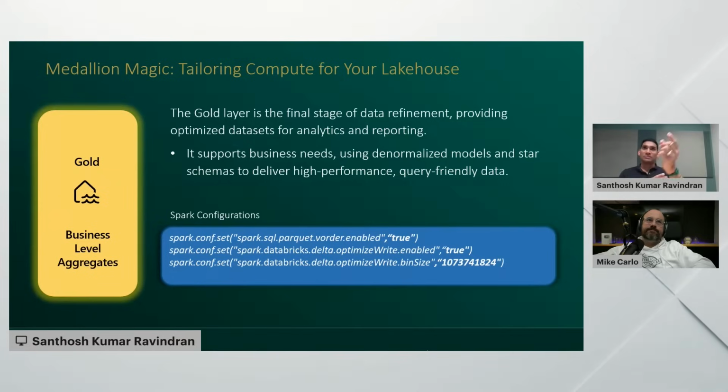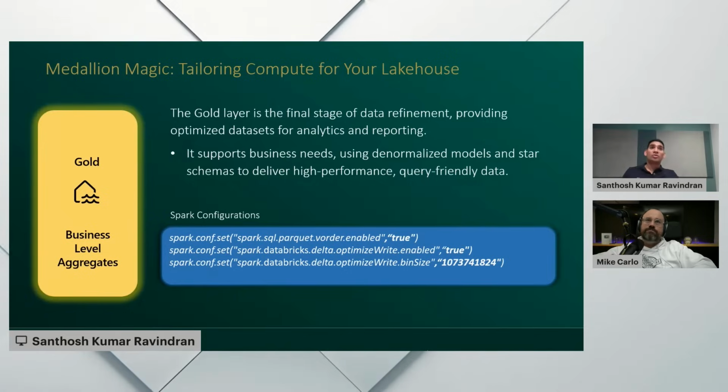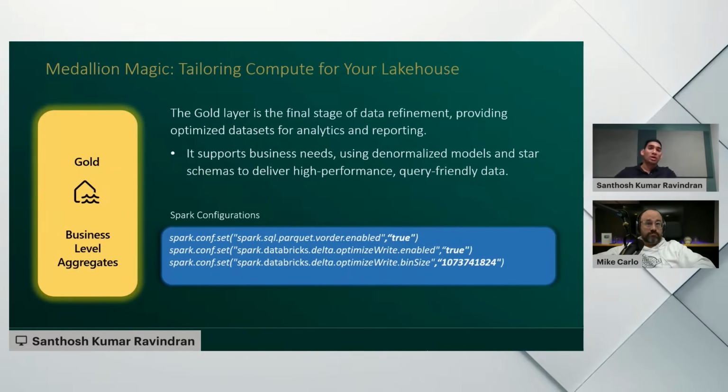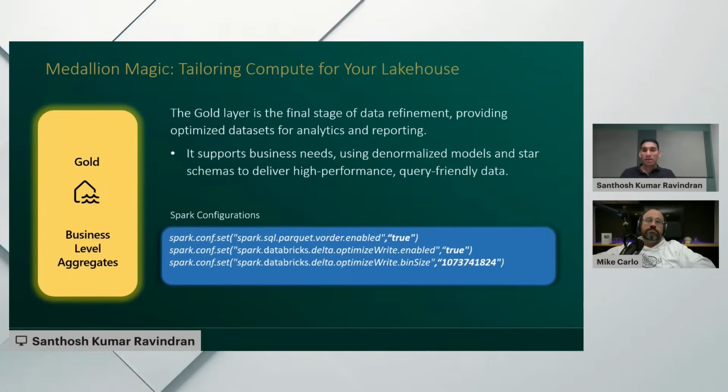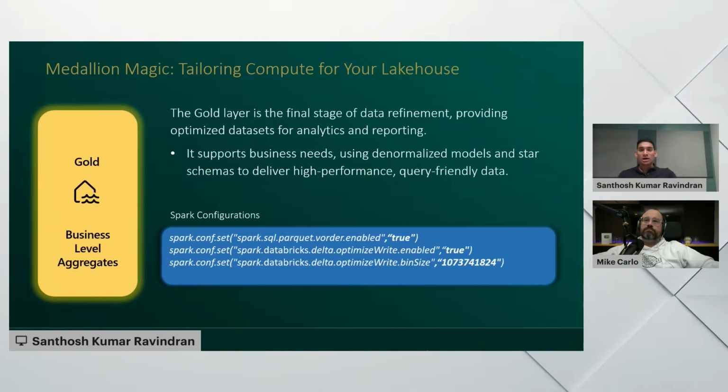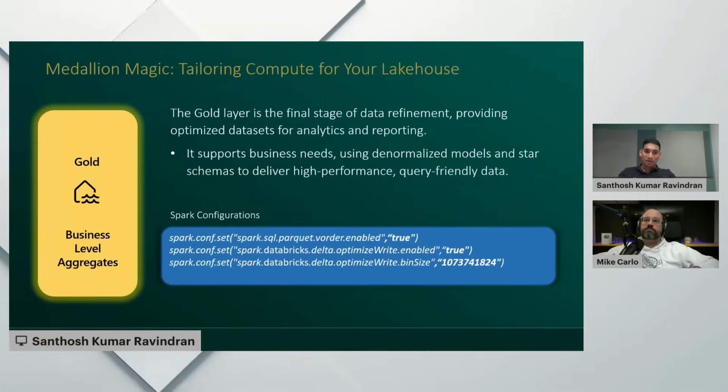So as you see here, I would recommend setting the VORDER property to be enabled, and if you've already adjusted the bin size, then you would want to increase it back to 1 GB. If you haven't touched the bin size, it's going to be enabled by default. So you're going to be writing files in larger chunks, with 1 GB each. So when Power BI or other engines are trying to read, they get faster read performance.